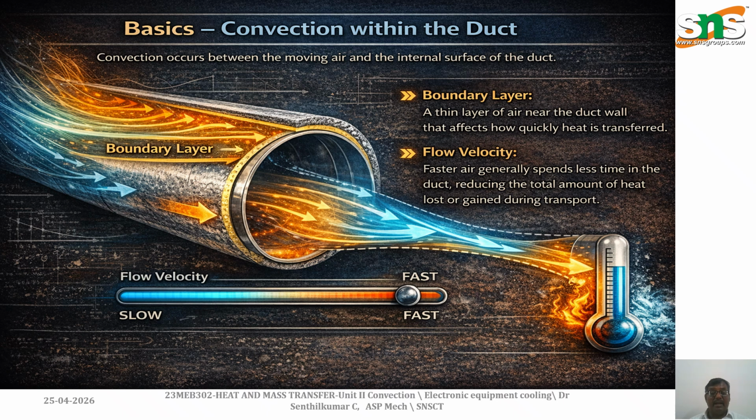We know the boundary layer is a thin layer of air near the duct wall that affects how quickly heat is transferred. It plays a vital role there. Coming to the flow velocity, faster air generally spends less time in the duct, reducing the total amount of heat lost or gained during transport. So this has to be taken care of while designing the prototype, or while supplying cold air to the needy place during the summer climate to people working in a cabin arrangement.